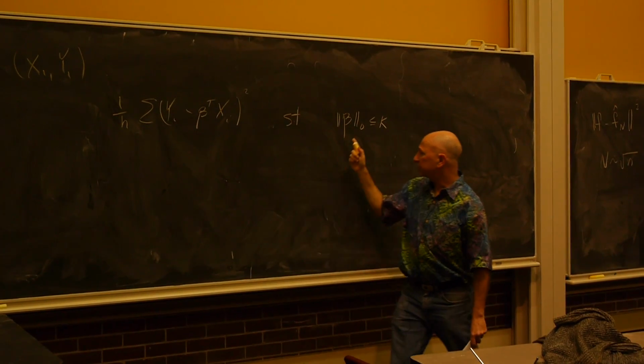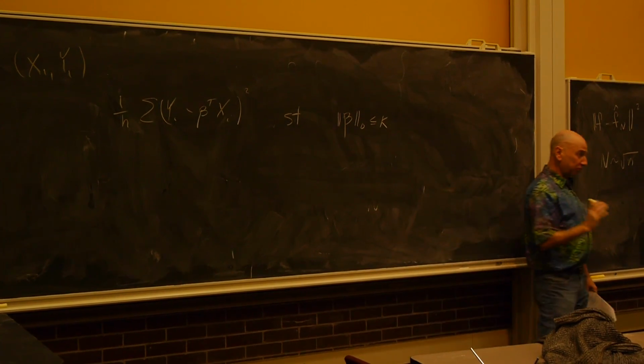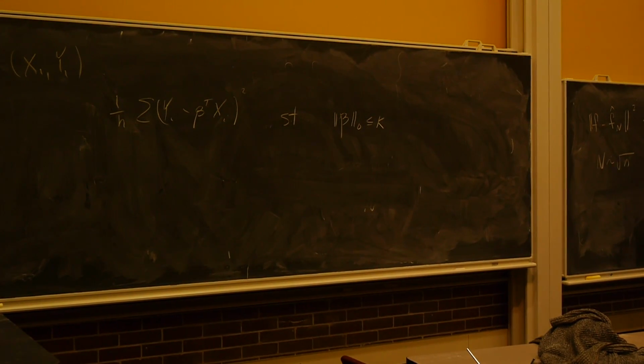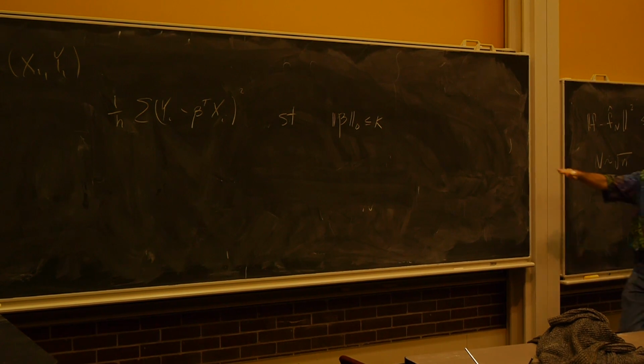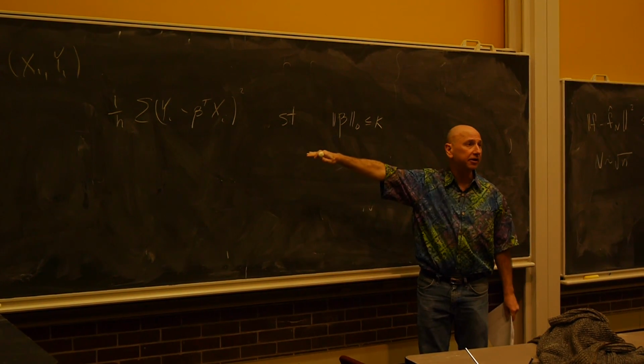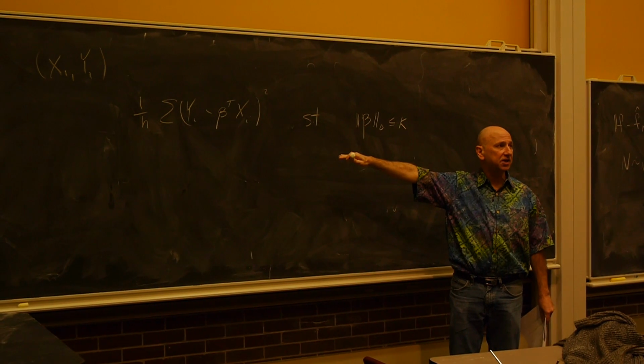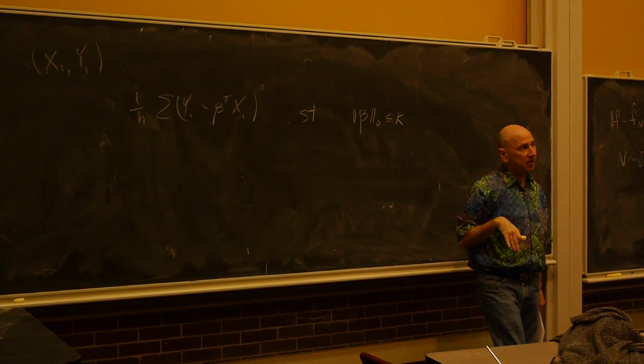Minimize the training error subject to the L0 norm being less than k. And the reason why we went to greedy regression is because we can't do this minimization. It's NP hard. You'd have to search over all subsets of size k. Plus, you'd want to do it for different values of k.